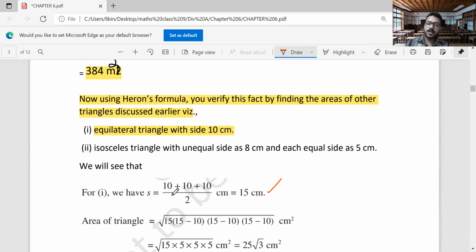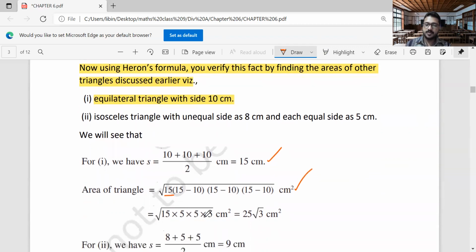Fine. Similarly, now you can make use of Heron's formula, the square root of s into s minus a into s minus b into s minus c. Here a, b, c are all the same. So 15 into 15 minus 10 into 15 minus 10, and all are 5. So we can say 15 into 5 into 5 into 5, that much centimeter square. And when we solve, we find 25 root 3 centimeter square.